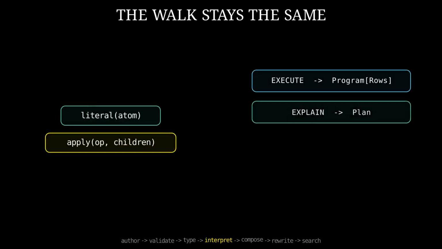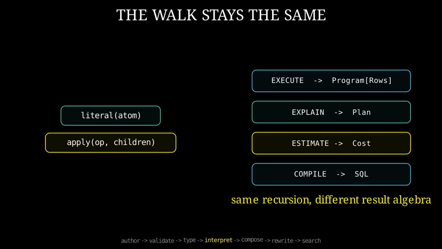But execution cannot evaluate the predicate before it has a row. Is this really the same bottom-up walk? Yes. In the execution algebra, a node produces a function that is waiting for an environment, which later supplies each row to the predicate function. In the other algebras, nodes produce plan fragments, estimates, or target syntax. The result type changes while the recursive skeleton stays fixed.